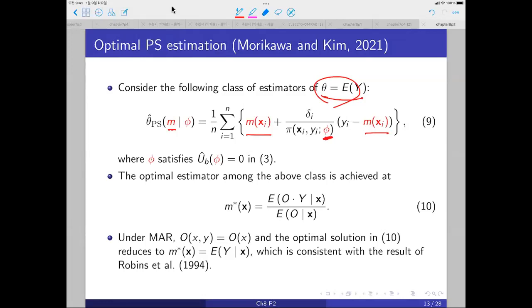Again, this is a class of estimators with varying m. And then the optimal solution is this. This is the optimal estimator.